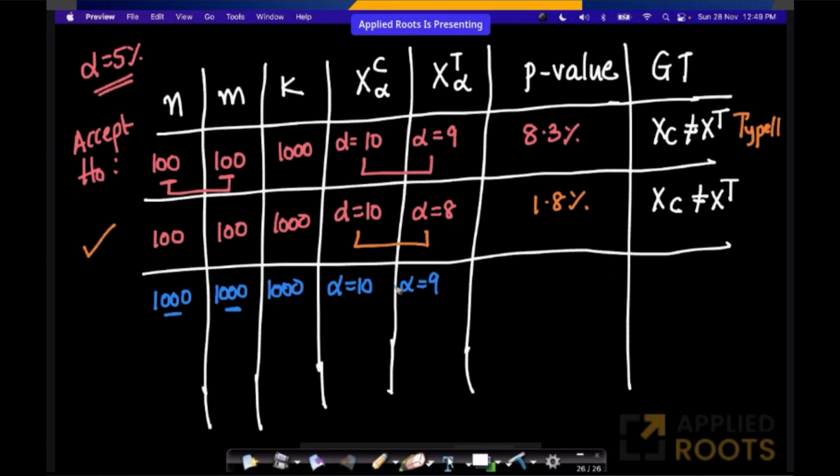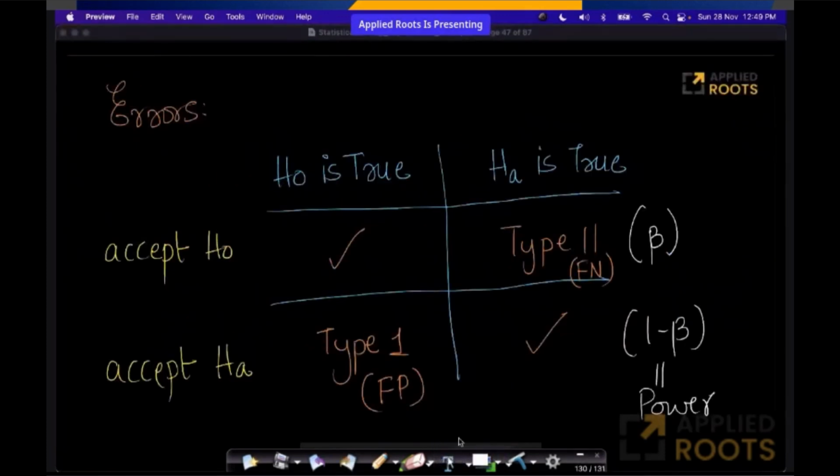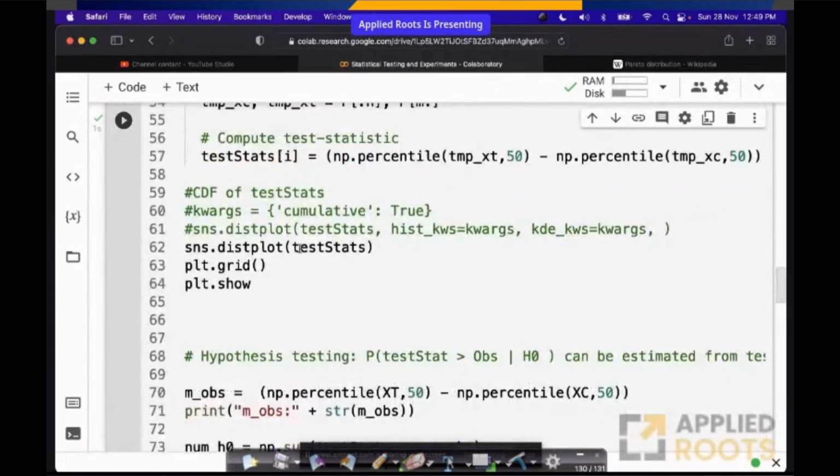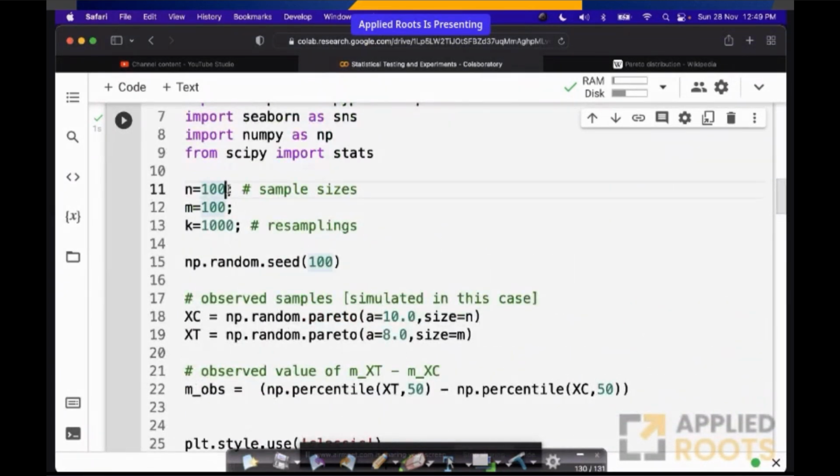Then what happens? Again, even in this case, your xc is not equal to xt. What happens now? By just increasing the number of samples, what happens now? Again, simple, quick, we can easily do that. This playing around with simulations is what gives you a lot of clarity in general. Okay, so let's just play around.